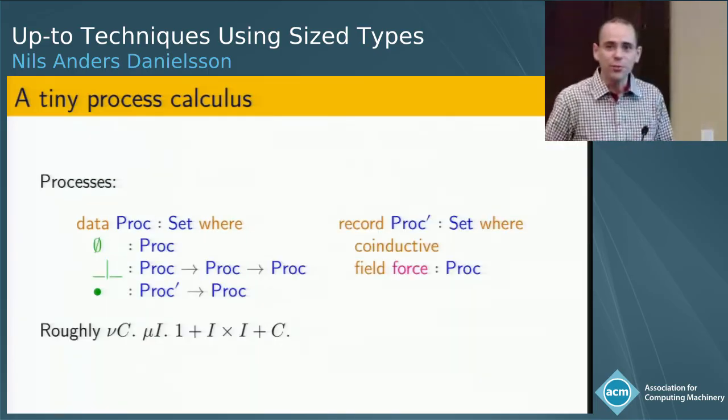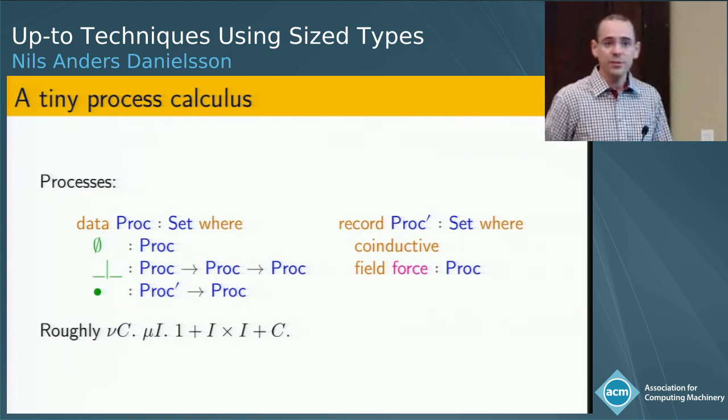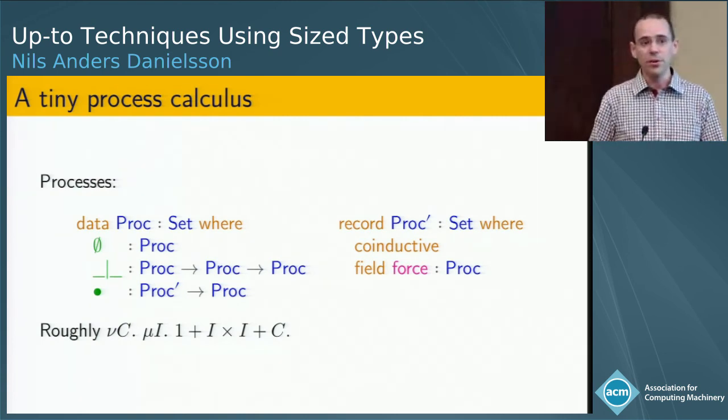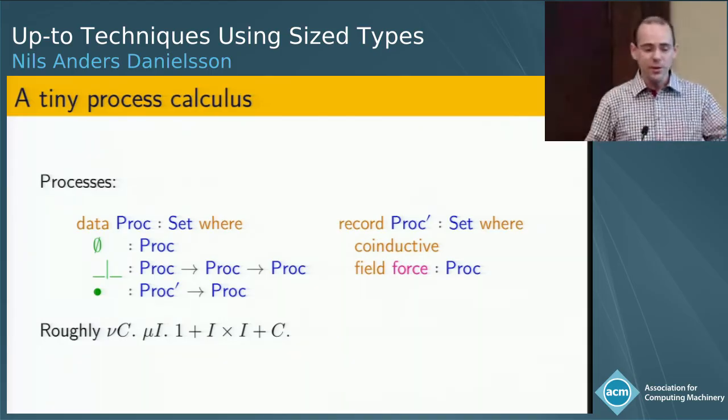And I have just a few process constructors. There's a nil constructor for a process that doesn't do anything. We have parallel composition, and we have prefixing with a dot. So prefixing, well, dot p is basically emit the message, dot, and continue as p.